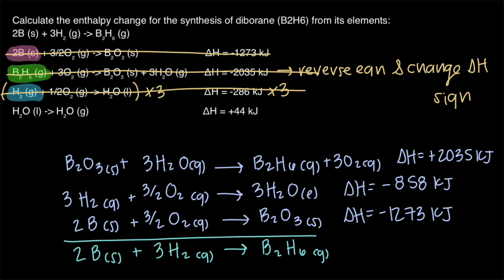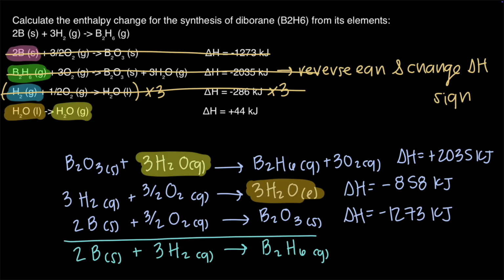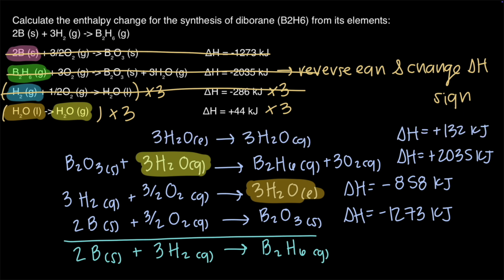There are intermediate compounds that don't cancel, like 3H2O gas on the reactant side and 3H2O liquid on the product side. This is where the fourth equation comes in. To make them cancel, we need the same state on opposite sides. The same states are on opposite sides in the fourth equation, but we only have one of each. We need to multiply it by 3. The new equation is 3H2O liquid forms 3H2O gas with an enthalpy of 3 times 44, which is 132 kilojoules.